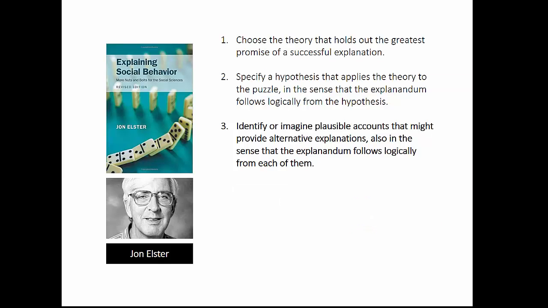Now Elster says, okay, now identify or imagine plausible accounts that might provide alternative explanations. That's always how it goes, right? When you do research, never just have your own idea and think that's it. That's the starting point to think as hard and as bad as you can to come up with alternative accounts of the whole thing. Alternative explanations, and then you try to knock them out.